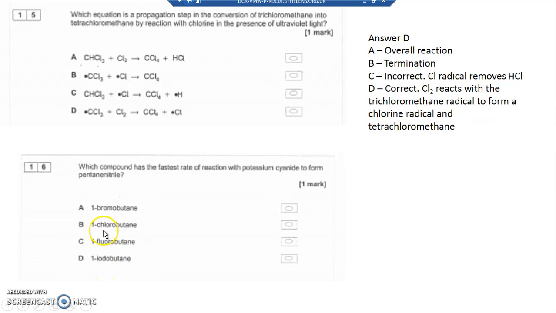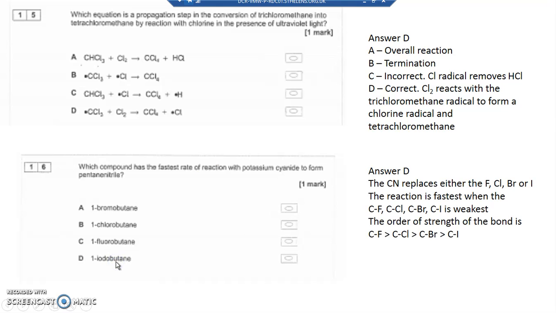The one with the weakest bond is the largest atom, because the shared pair of electrons are not held as tightly. So the iodobutane has got the weakest bond, the largest iodo. Iodine is the atom at the bottom of group 7, the larger atom, and so that's going to have the weakest bond.